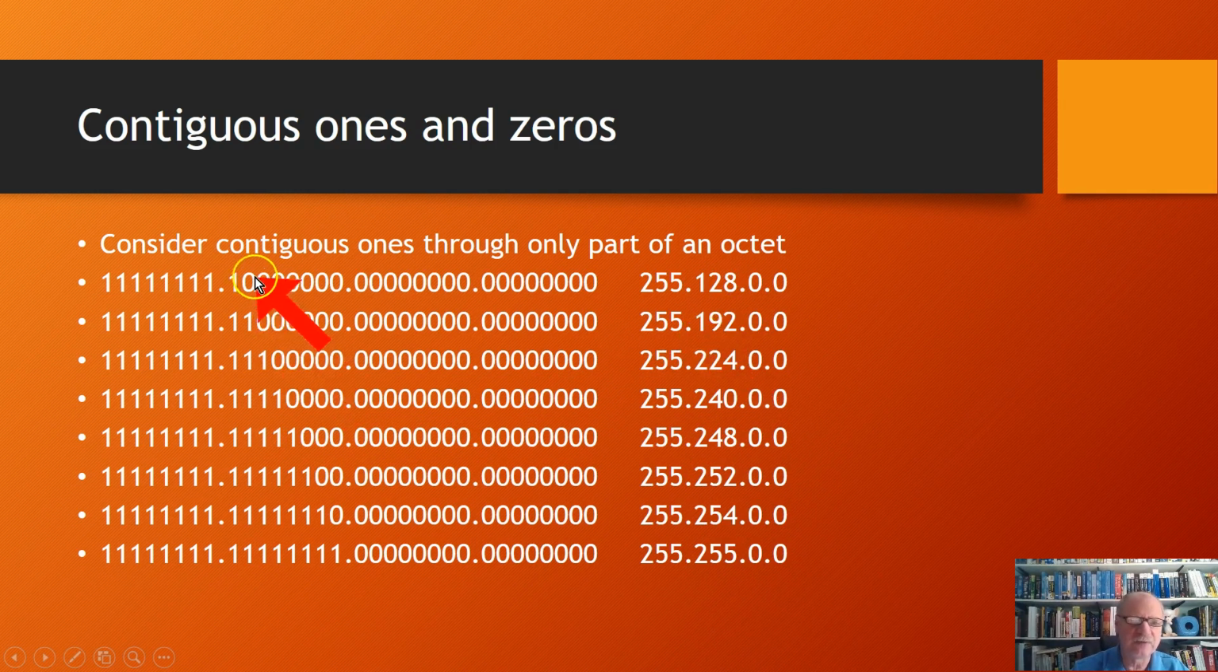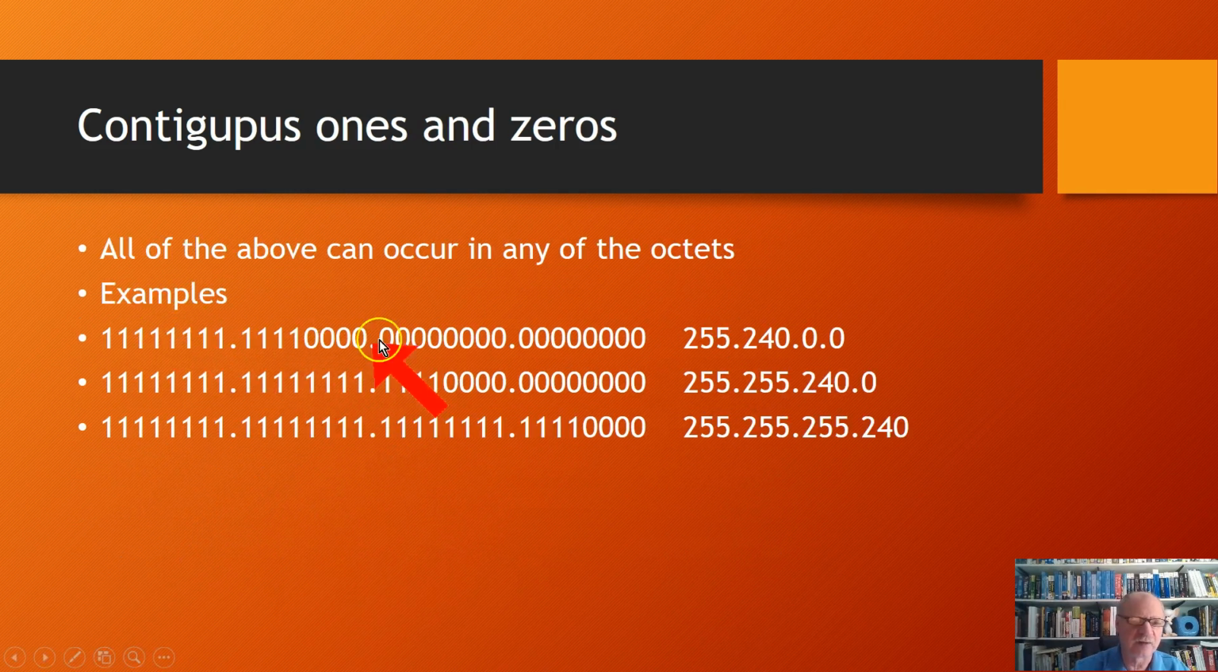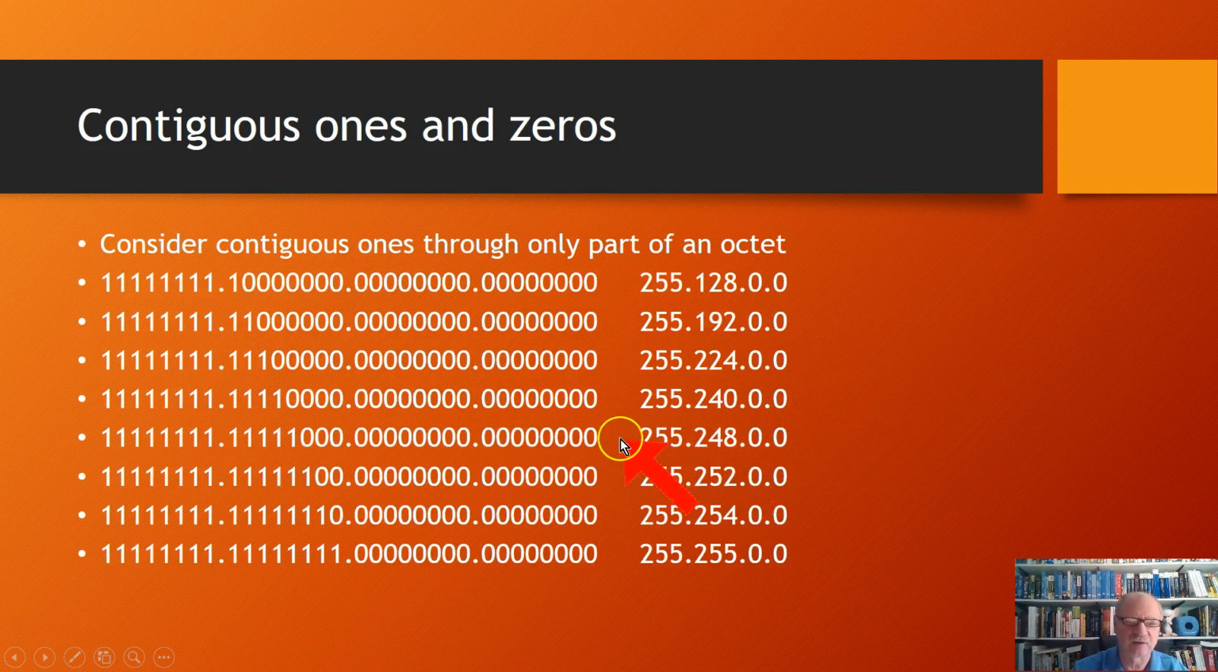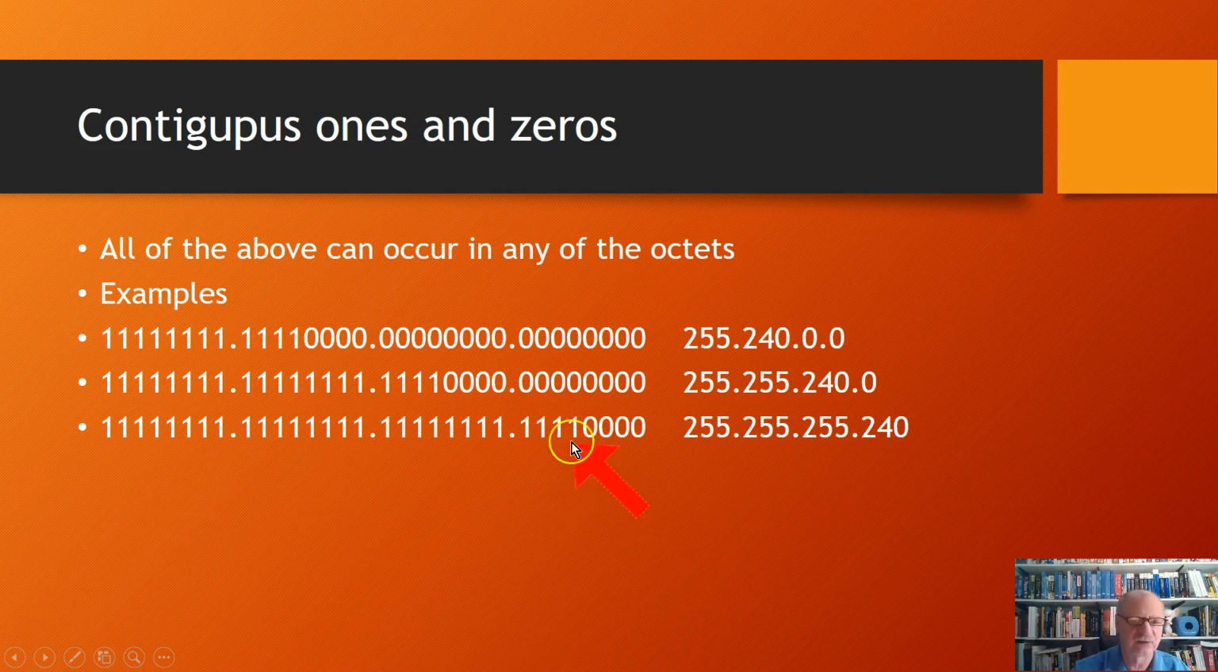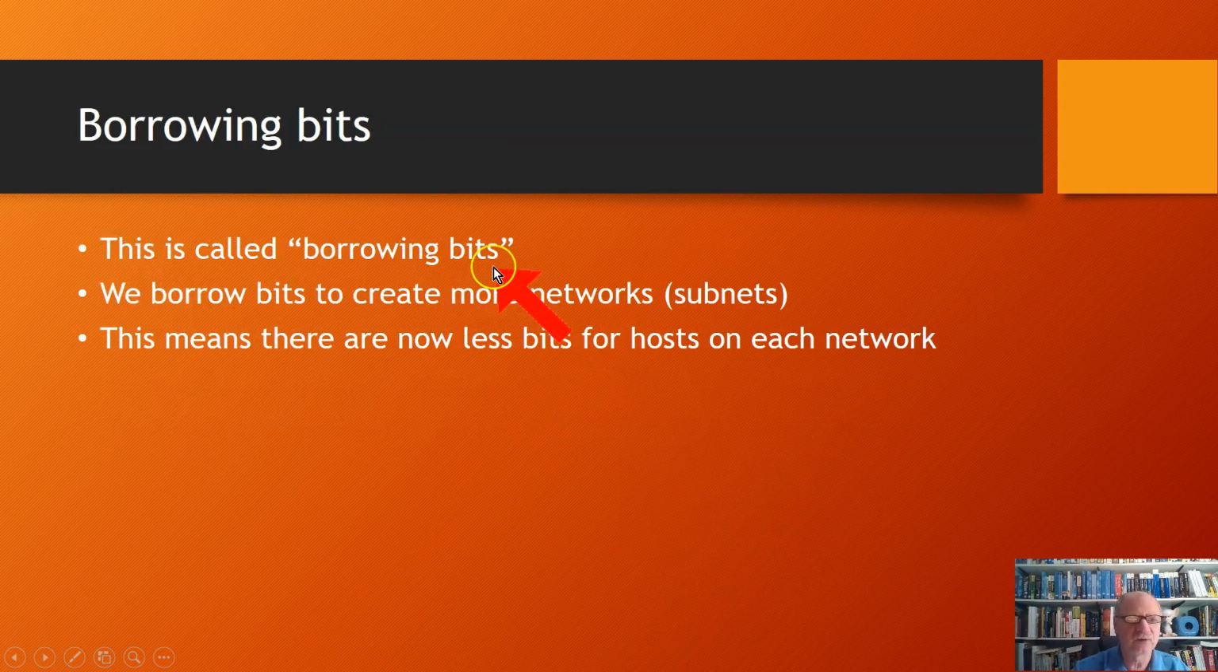And remember that these can occur in any of the octets as long as everything in front of it is contiguous ones. So here's an example. In this one, I just took the 240. I put the 240 in the second octet. Here I put the 240 in the third octet. And here I put the 240 in the fourth octet. So they can be anywhere in here. And any of those numbers can be in any of these octets, as long as you only have 255s in front of them. So this is what we call borrowing bits, and we'd simply borrow these bits in order to get more networks.